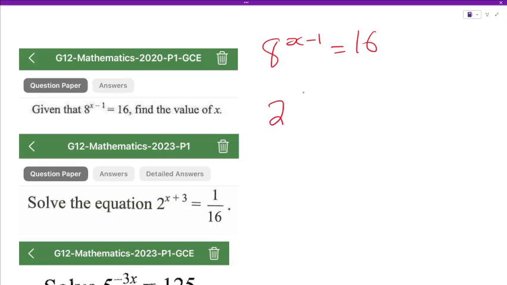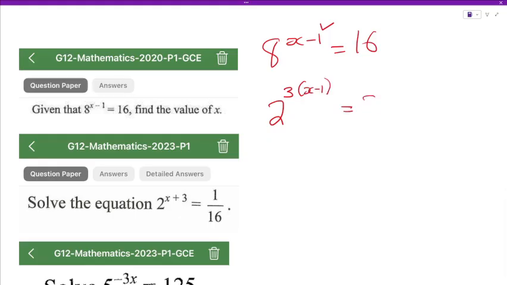Then you ask yourself, how many times can I multiply this 2 by itself to give me 8? It is 3 times, because 2 times 2 times 2. 2 times 2 is 4. 4 times 2 is 8. Okay, we have achieved that. But remember, there's already a power there. So that power, you need to put it in brackets, like that.